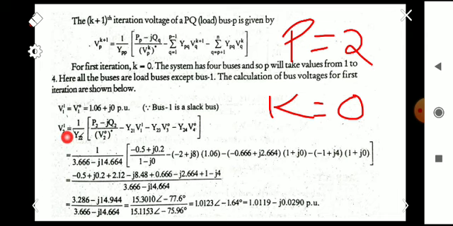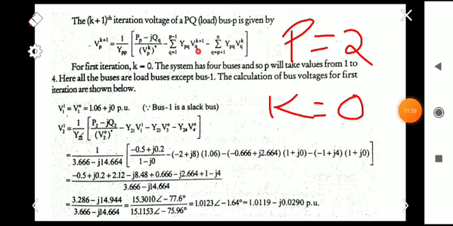So V2^1 is equal to 1 by Ypp, that is 1 by Y22, into (Pp minus jQp) by (Vp^k)*, where p means 2, so (P2 minus jQ2) by (V2^0)*, minus Y21.